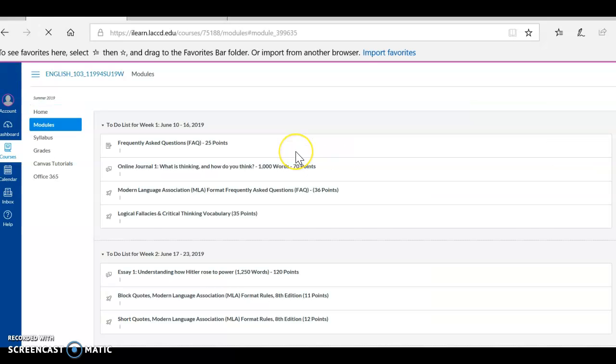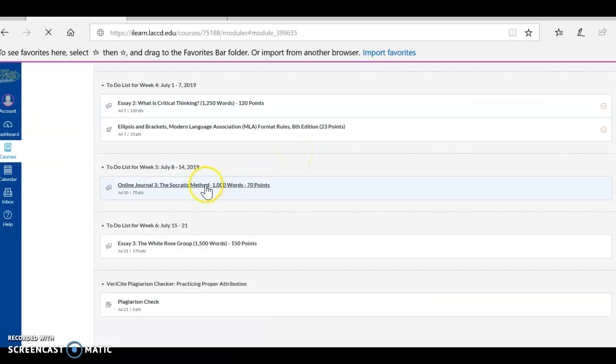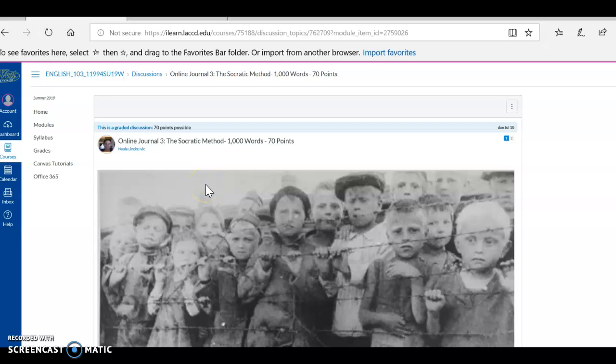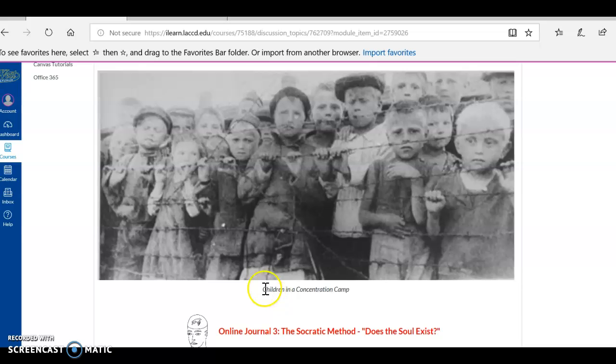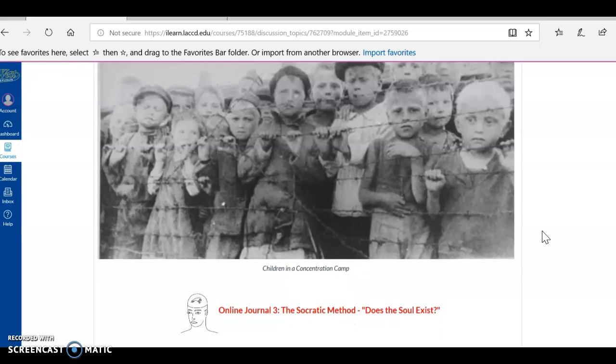Okay, so let's click on Online Journal 3, and it is here. We have the photo of children in a concentration camp, which brings the reality of human suffering so much more clearly to us, because these kids are so young and they don't even know what's happening or why they're here. Probably.